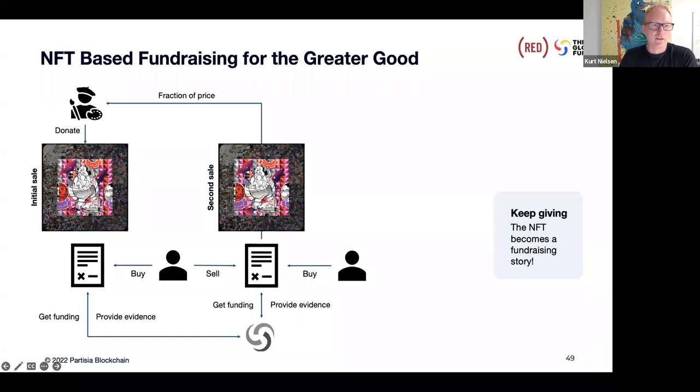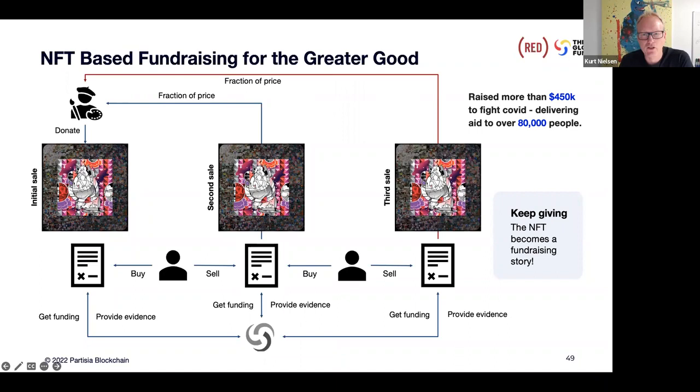So what we're doing here is that you start out with an NFT, a piece of art in this case. It could be many other things. It's a piece of art, and you raise funding. It goes to the good cause, and you can actually sell this piece of art again, and then you can keep raising funding for that good cause. And that's really the trigger, what made it interesting for an organization like the Global Fund. And we did actually raise almost 450,000 for this, and helped 80,000 people get a COVID vaccination using this type of fundraising.